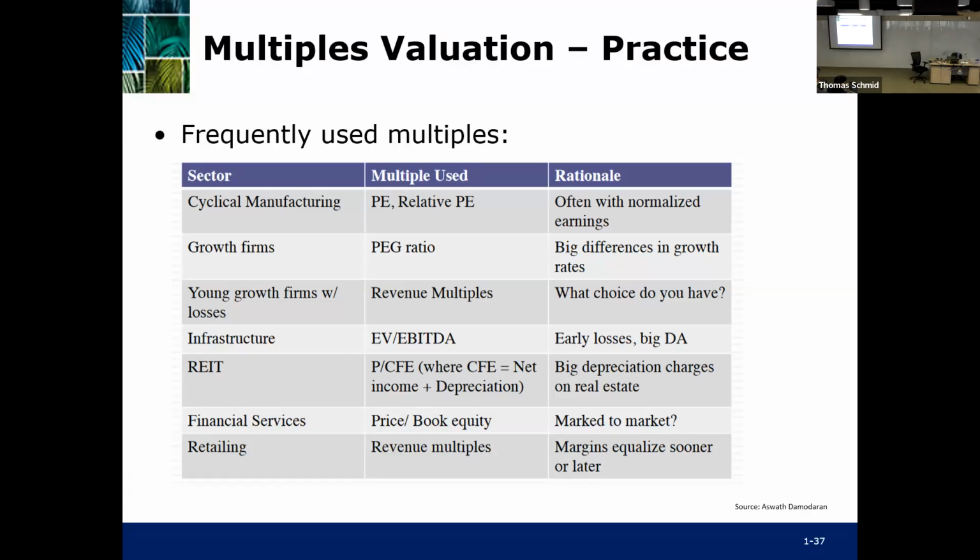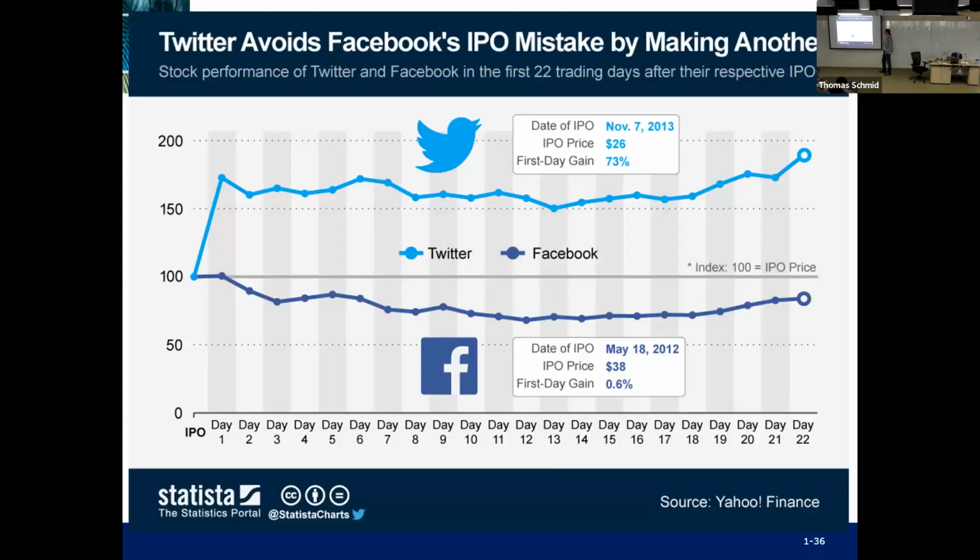Young growth firms with losses, often people use revenue multiples, or even less traditional multiples: number of users, number of customers, number of patents, something like that. It depends a lot on the industry. But you can take a look. So this gives you a bit of an overview on how you can think about that. Okay?